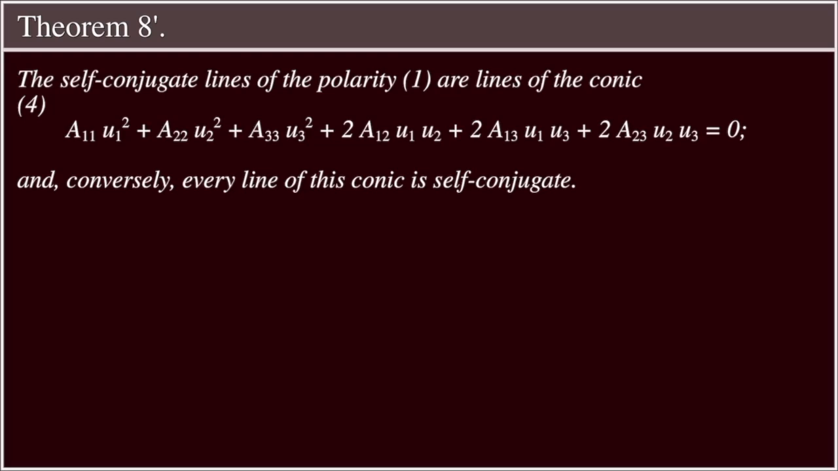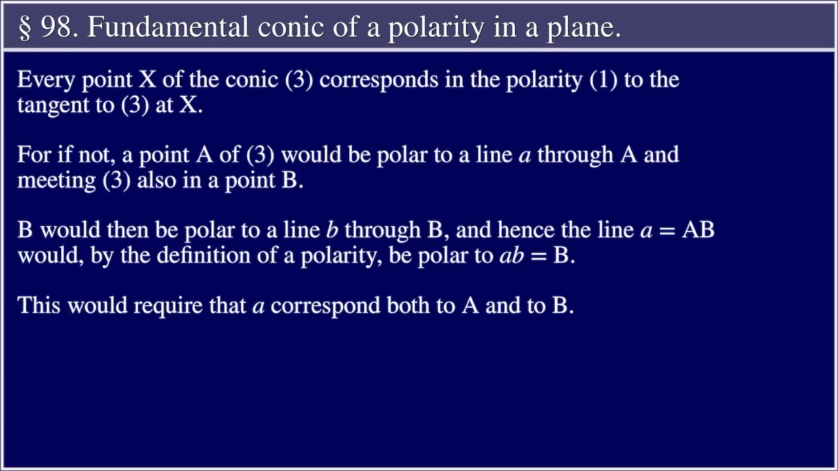a11 u1 squared plus a22 u2 squared plus a33 u3 squared plus 2 a12 u1 u2 plus 2 a13 u1 u3 plus 2 a23 u2 u3 equals 0, and conversely, every line of this conic is self-conjugate. Every point x of the conic (3) corresponds in the polarity (1) to the tangent to (3) at x. For if not, a point A of (3) would be polar to a line a through A, and meeting (3) also in a point B.